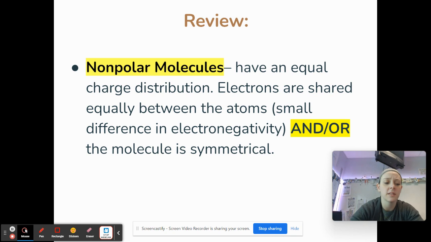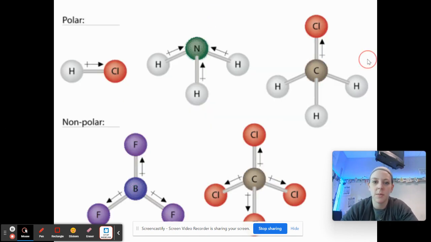So nonpolar things can be either a small difference in electronegativity or they can be symmetrical. It can be either one of those. So what are some examples? We look here at our polar examples. We have hydrochloric acid, so H and Cl. Electrons are moving towards the chlorine.